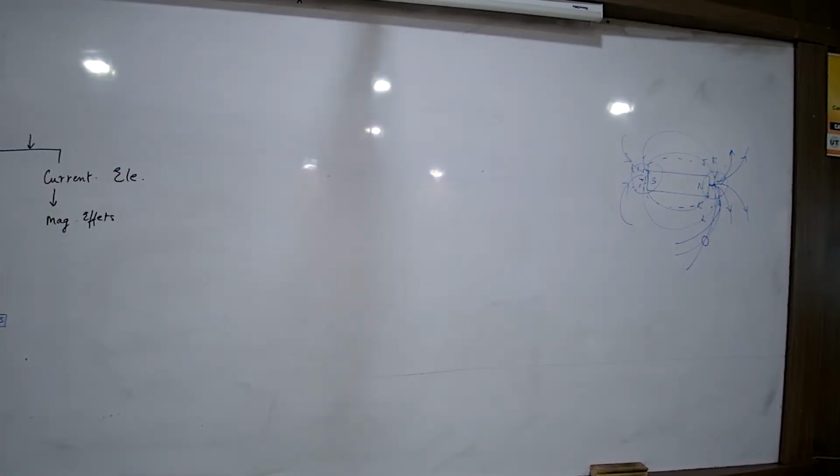Inside the magnet is what? It's from south to north. See here, this is the bar magnet. Outside, how is it? From north to south. But inside, how is it? It is from south to north.